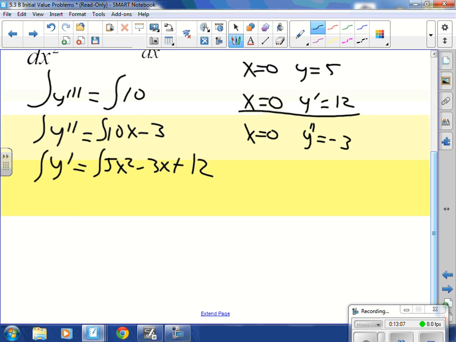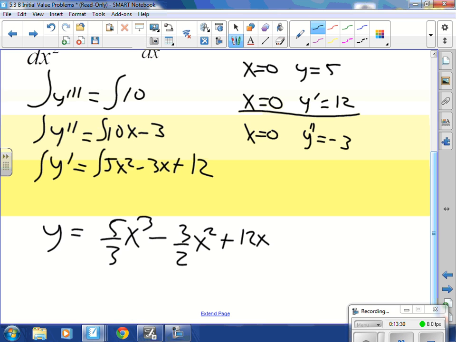And finally, we repeat one last time. The antiderivative of y prime becomes y equals 5/3 x to the third, minus 3/2 x squared, plus 12x, and then finally, plus c. And now I resort to the last of these conditions. 5/3 of 0 minus 3/2 of 0 plus 12 times 0 plus this constant has to equal 5. What does that constant turn out to be? 5.